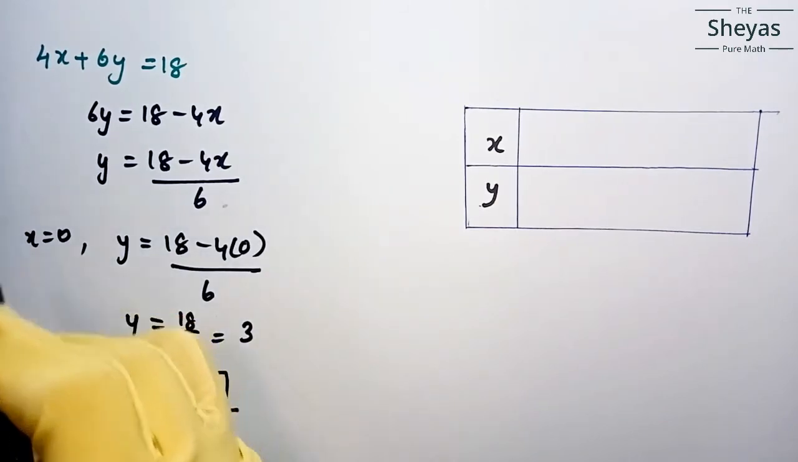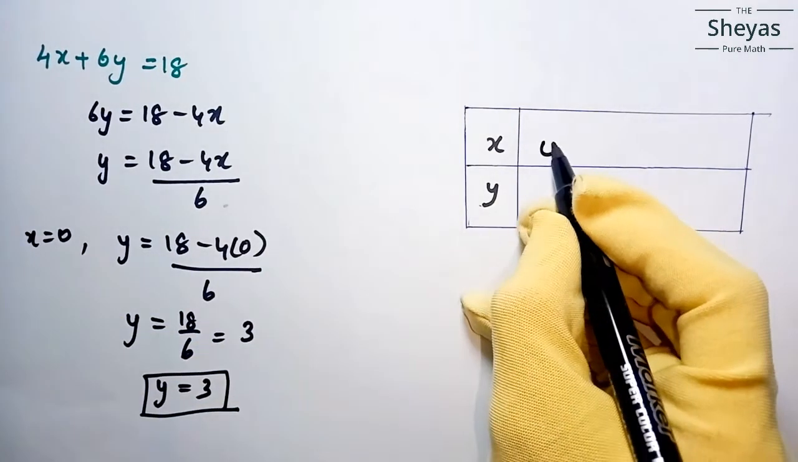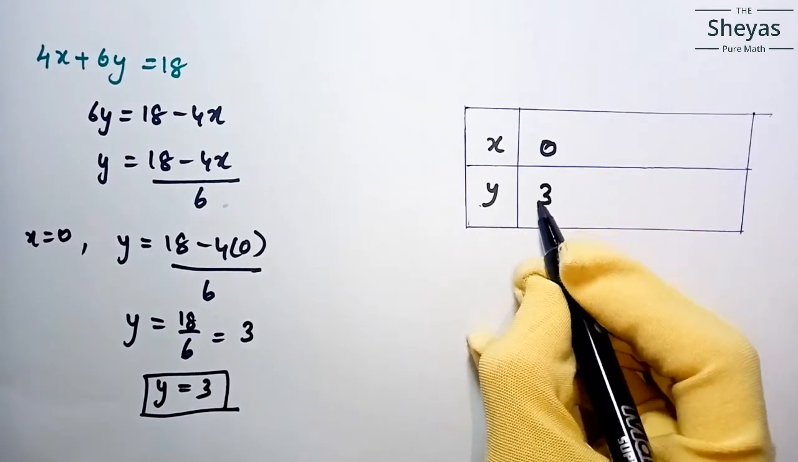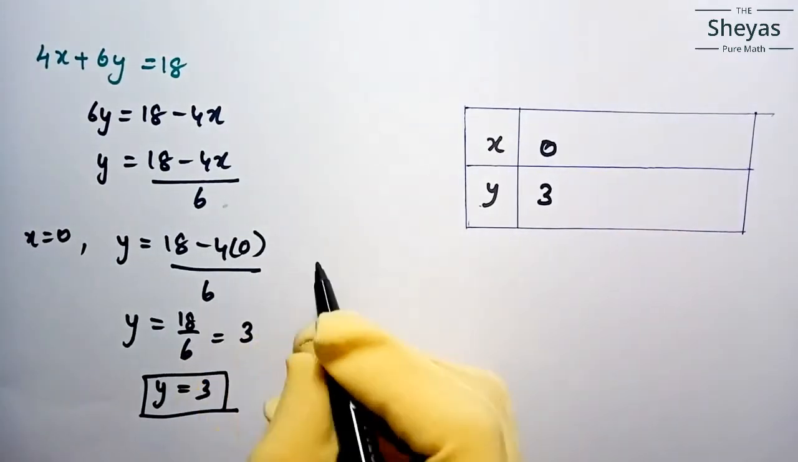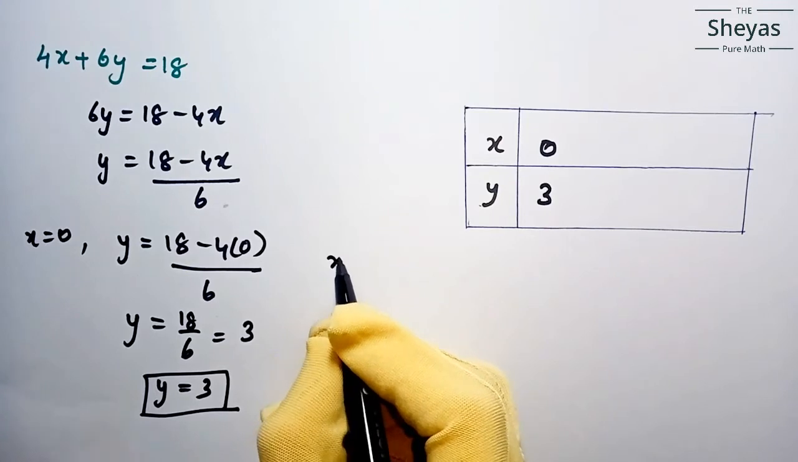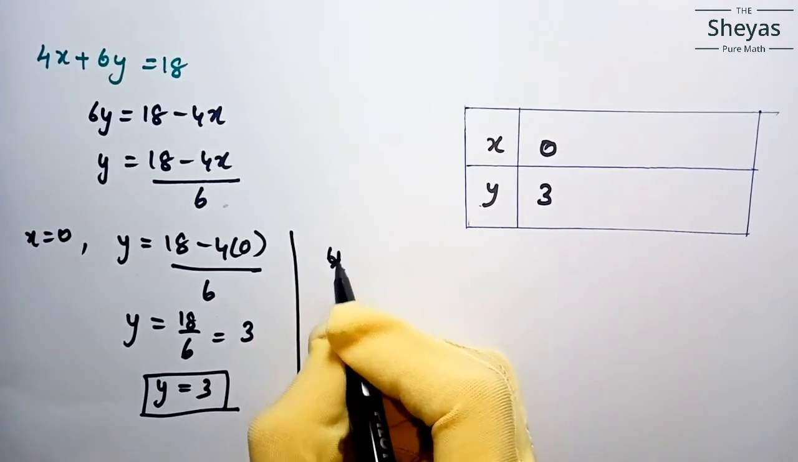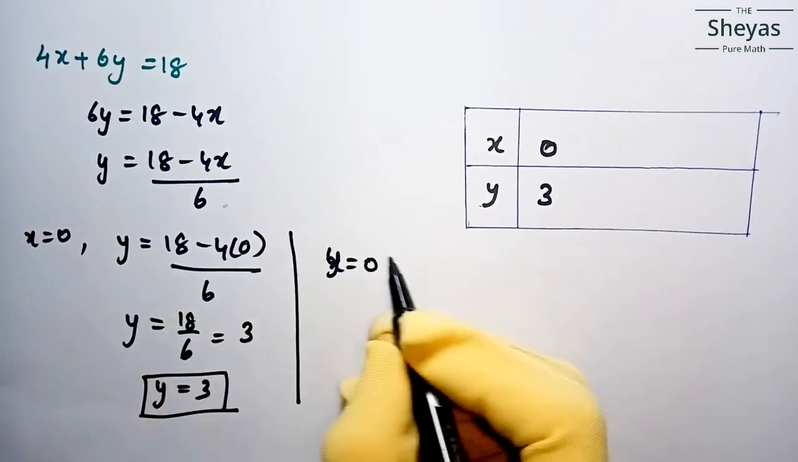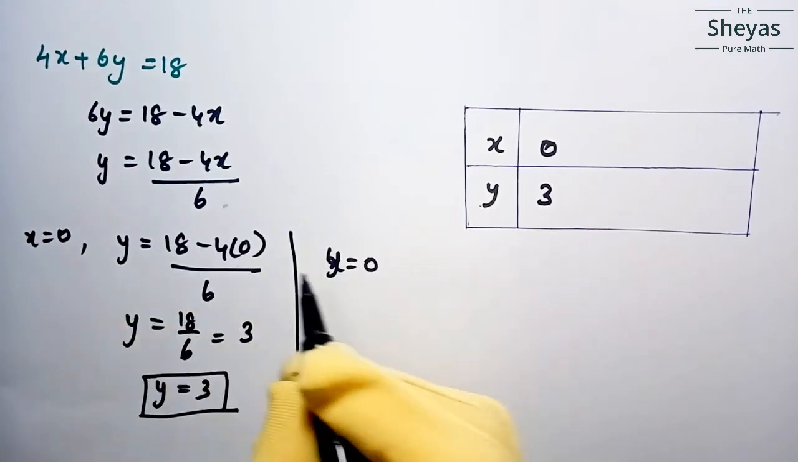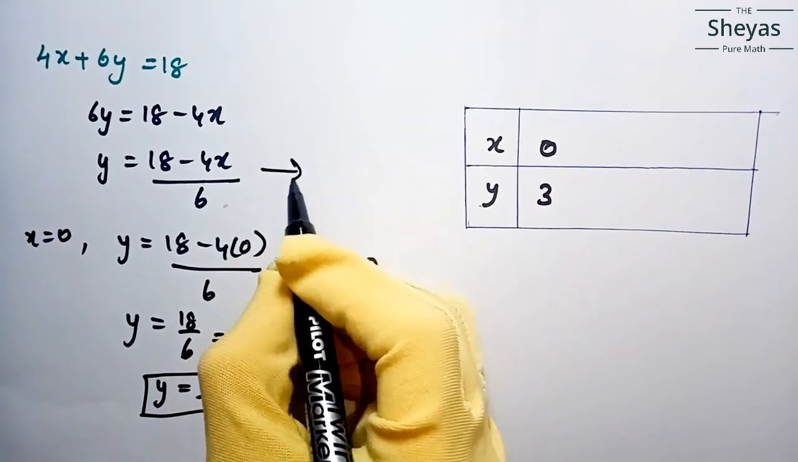When you are taking x is equal to 0, you are getting y is equal to 3. Now, let me take y is equal to 0. If I take y is equal to 0, what will you get? That will be the second equation.